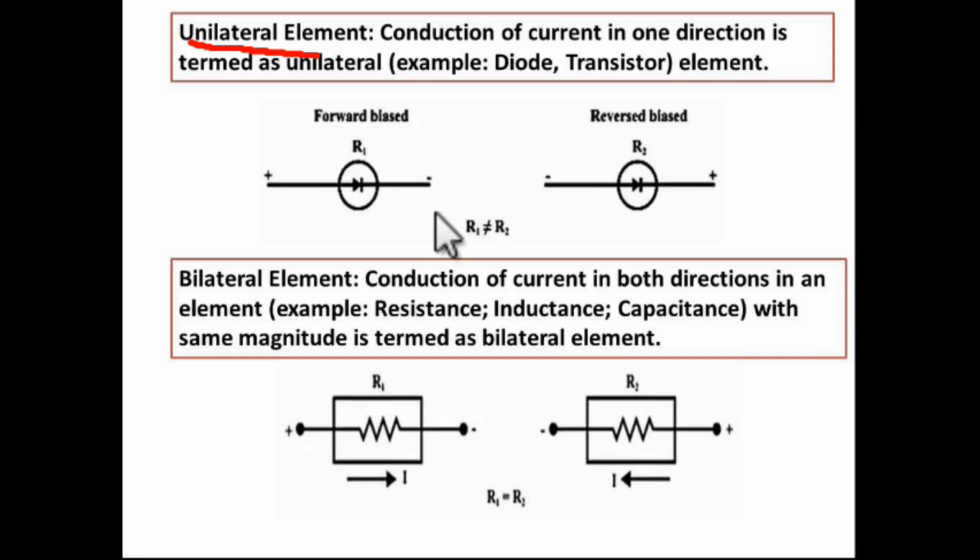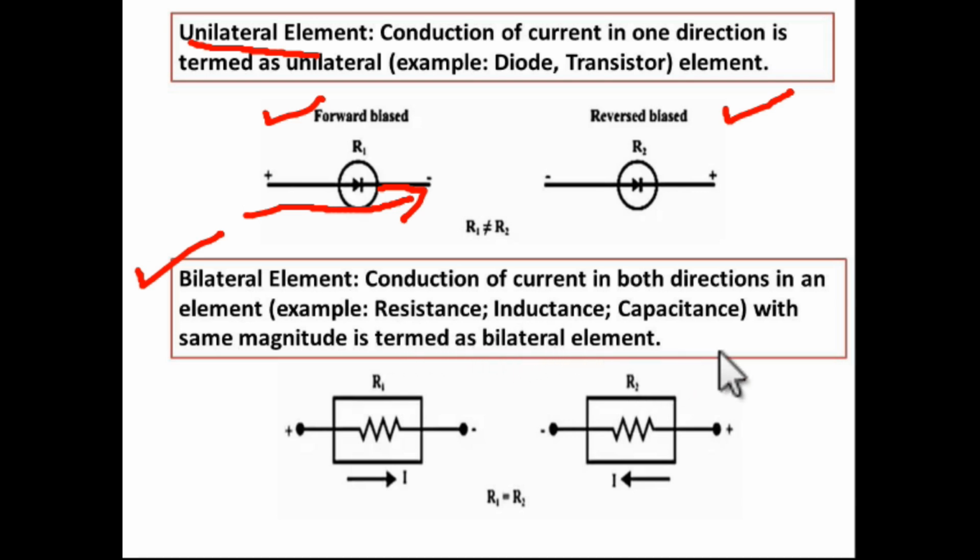Like you can see over here, the diode conducts in forward bias. It does not conduct current in reverse bias. As you can see over here, this is the forward bias, and current will flow like this from left to right. But in reverse bias, current cannot flow through the diode. Okay, and what is a bilateral element? You can see from here bilateral elements: conduction of current in both directions in an element.